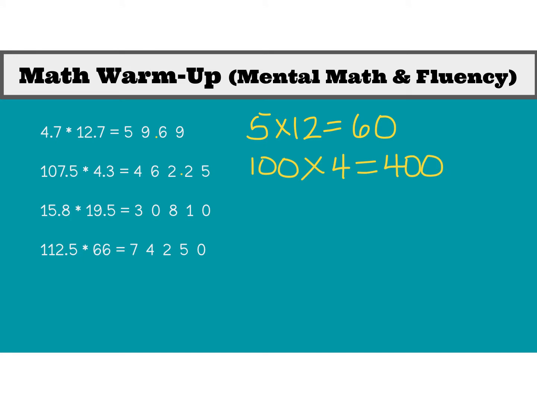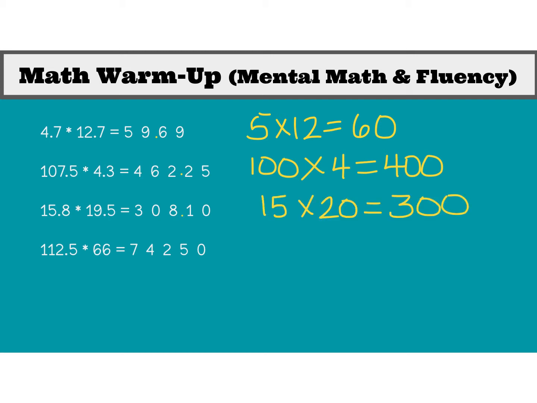For the second problem, I took 107 5/10 and I just rounded it to 100 to make it really easy. And the 4 3/10 I changed to 4, which gave me 400. So that meant that I was going to put my decimal point between the 2 and the 2.